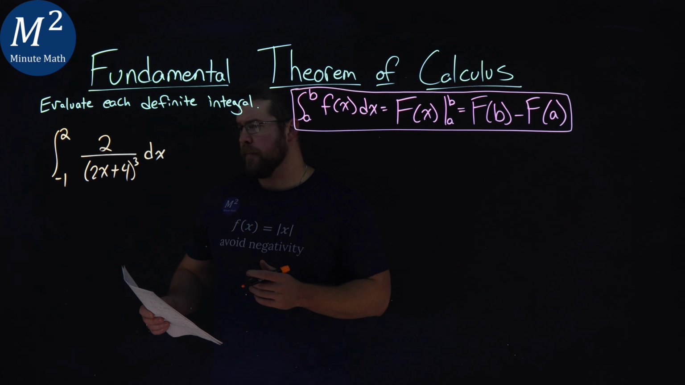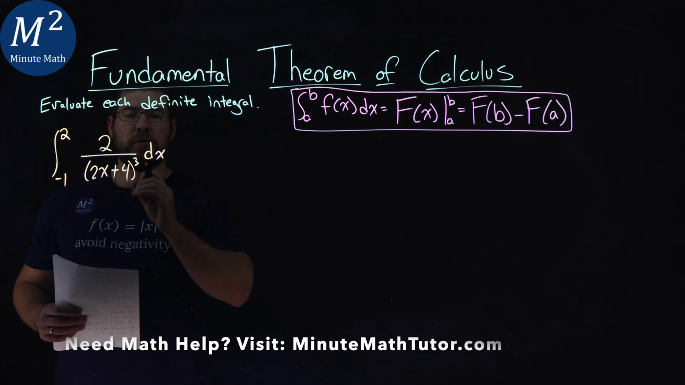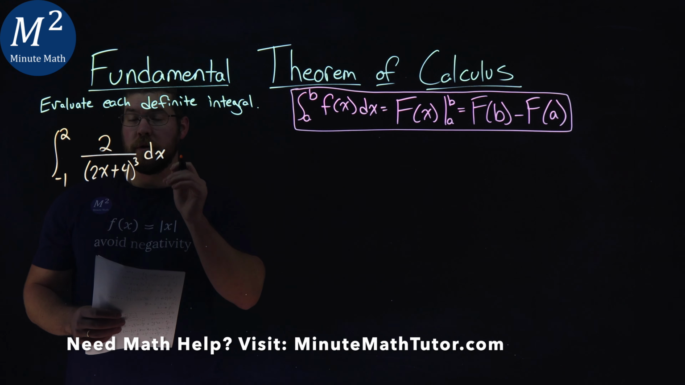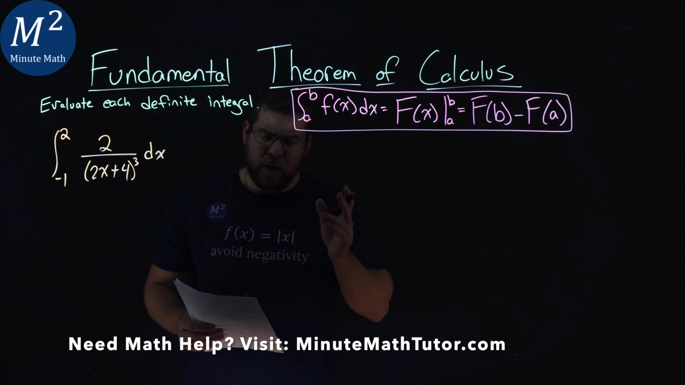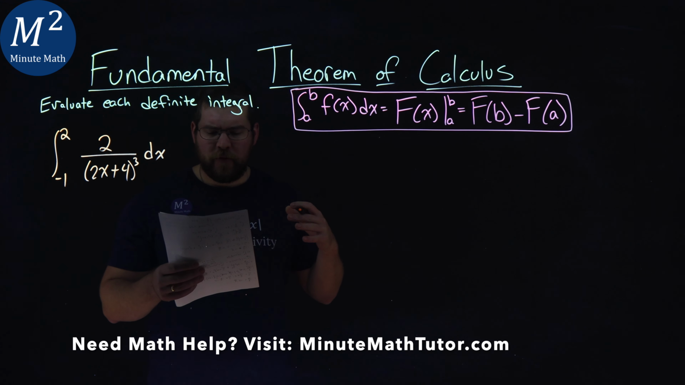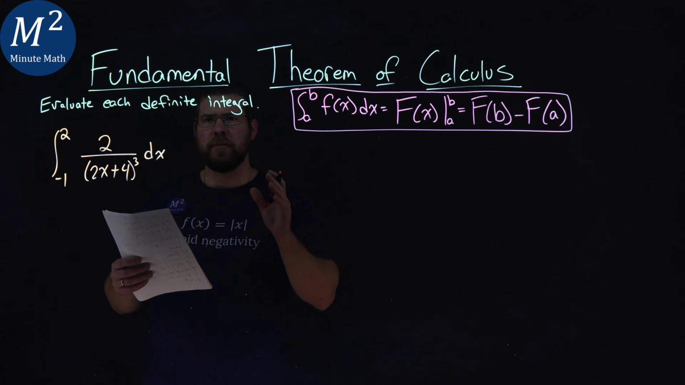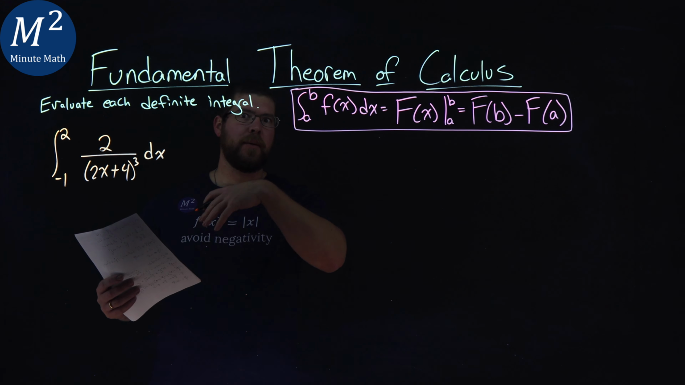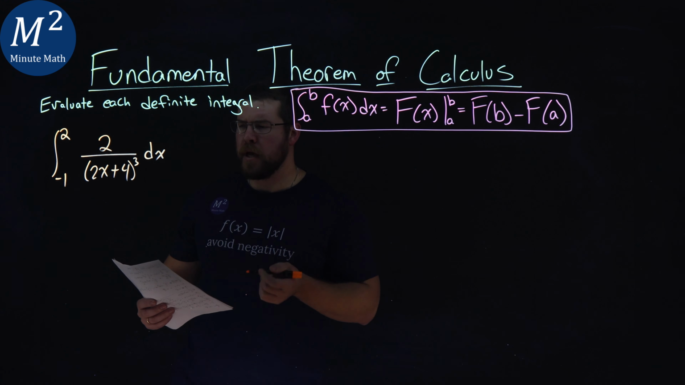We're given this problem right here, the integral from -1 to 2 of 2 over (2x plus 4) to the third power dx, and we have to evaluate this definite integral. Now first I want to find the integral here. I'm going to find it in terms of u, using u substitution, and bring it back to x. So it's a little tricky.